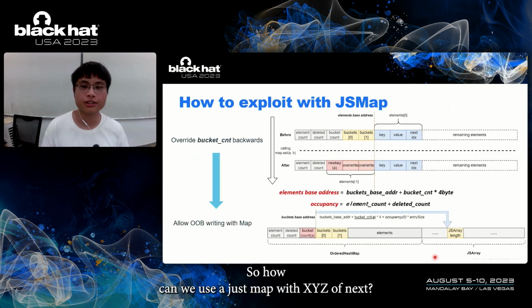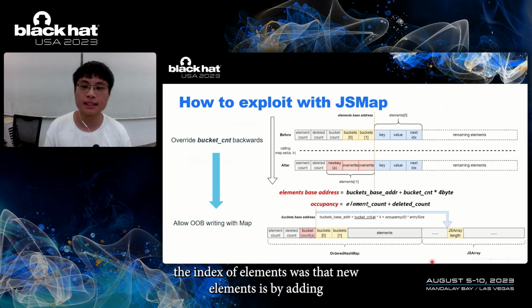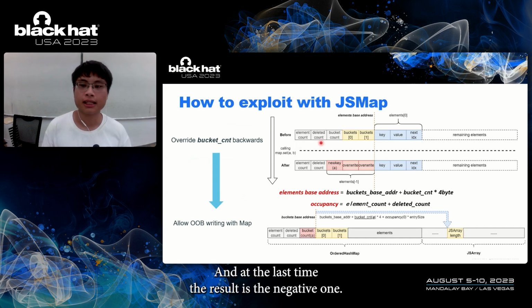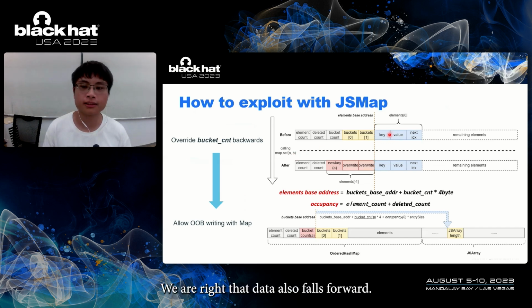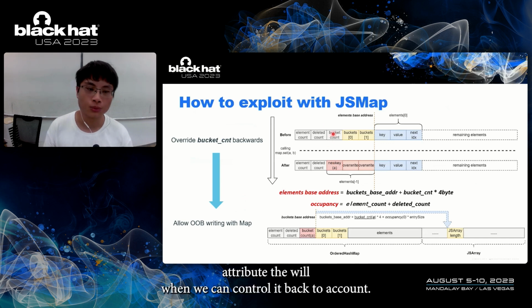So how can we use a JS map with a size of -1 to achieve out-of-bound operations? Because when setting a new element, JS map accesses the index of elements by adding the element count and the deleted count. And at this time, the result is -1. This means that when we call map set to set a new key-value pair, JS map will write the data out of bounds forward. This will allow us to modify the bucket count attribute at will.